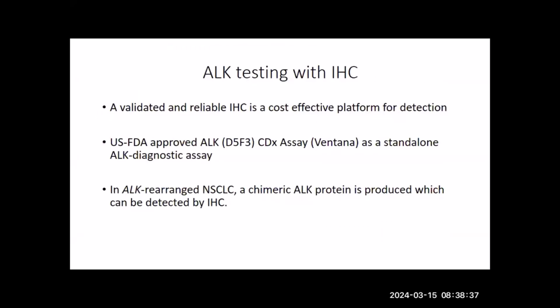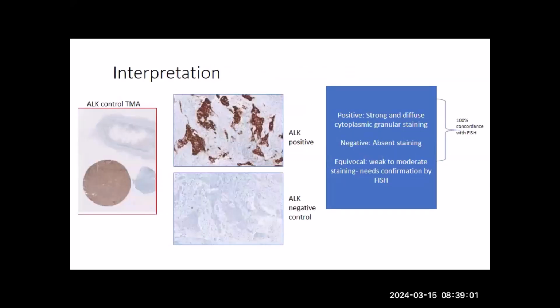It's a reliable and validated US FDA approved assay. The Ventana D5F3 clone is a standard companion diagnostic assay. What we detect is that after the ALK fusion, a chimeric ALK protein is produced, which can be detected by IHC. So this is how we run the ALK-IHC test.